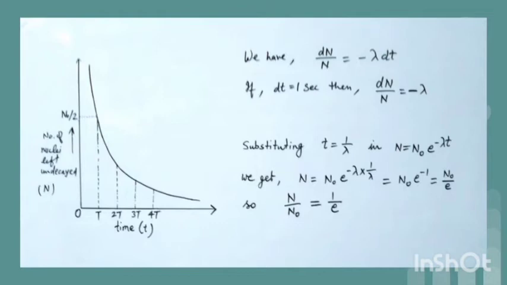Substituting t equal to 1 by lambda in the expression N is equal to N0 e to the power minus lambda t, we get N is equal to N0 e to the power minus 1, which is then equal to N0 by e. So, N by N0 is equal to 1 by e. Thus, the disintegration constant of a radioactive element is the reciprocal of the time at the end of which the number of nuclei left undecayed reduces to 1 by e times the original number of nuclei N0 in the sample.